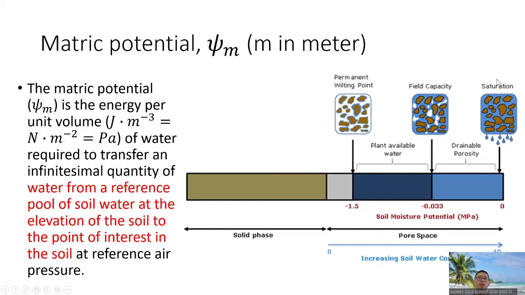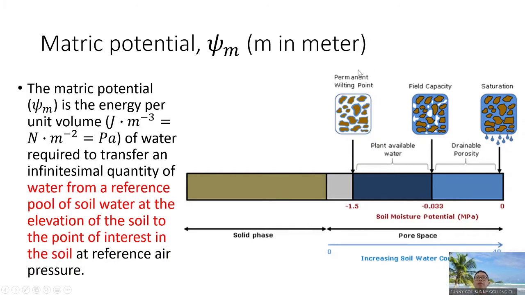For example, when the water is fully saturated in the soil, the metric suction or the metric potential is 0. When the water starts draining from the soil to reach the field capacity, the pressure is about 0.033 megapascal. At that point, you reach the field capacity. This 0.033 megapascal is actually the metric suction or the metric potential, and you can see it is a negative value. The negative value indicates that this is a suction or negative pressure.